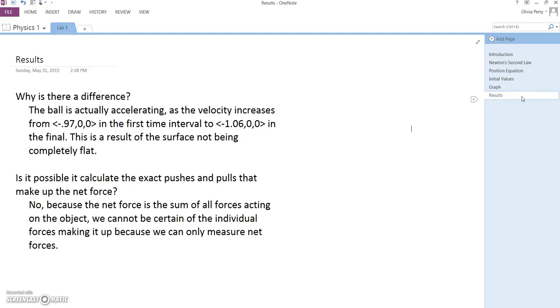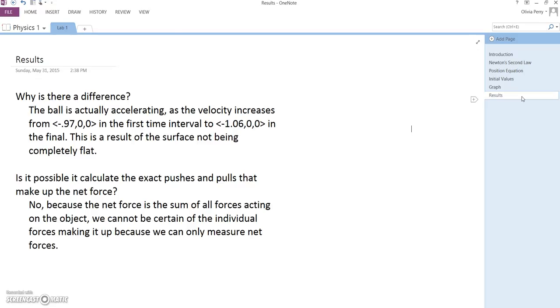The reason I found for the discrepancy is that the ball was actually accelerating. I calculated the velocities for each time interval, and the velocity begins to increase in the experimental model, eventually increasing from negative 0.97 in the first time interval to negative 1.06 in the final. This means that the ball is not actually rolling at a constant velocity and is actually accelerating. This is attributed to the fact that my flat surface might not have been as perfectly flat as I thought it was.